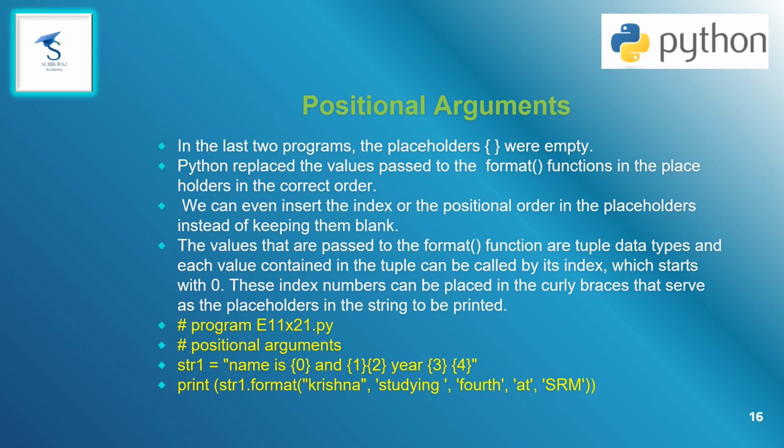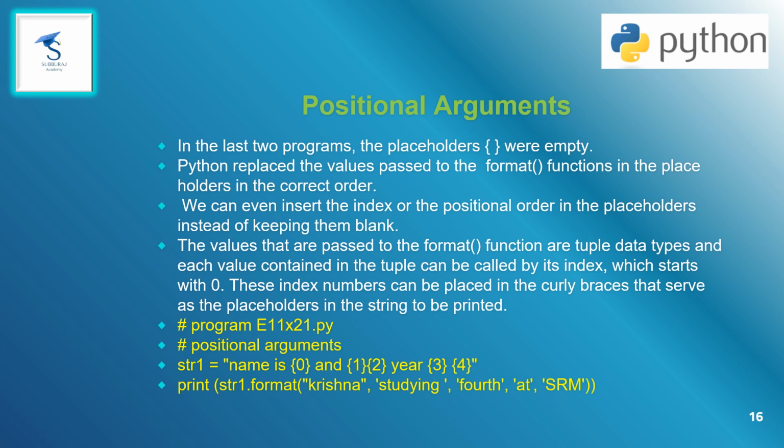The values are passed to the format function by position. So again, you use str1.format, or tuple data types, and each value contained in the tuple can be called by the index, which starts with 0. These index numbers can be placed in the curly braces that serve as the placeholders in the string to be printed. Look at the program. The first two statements are comments, our positional arguments.